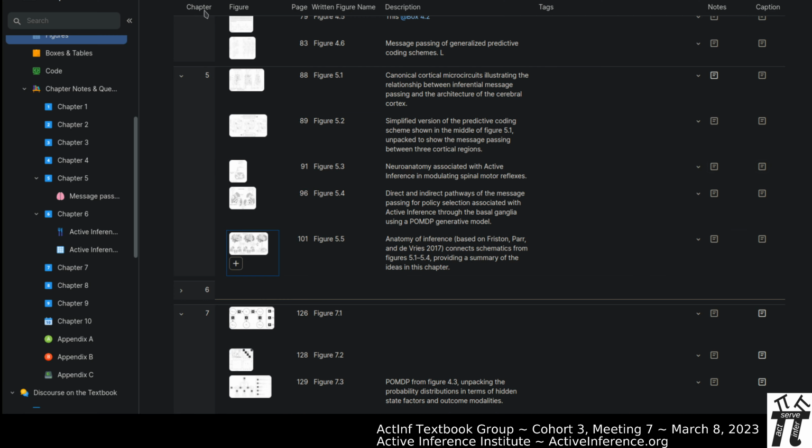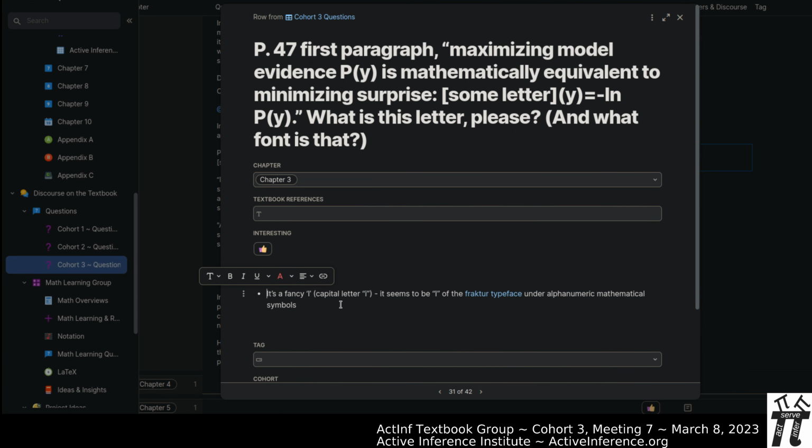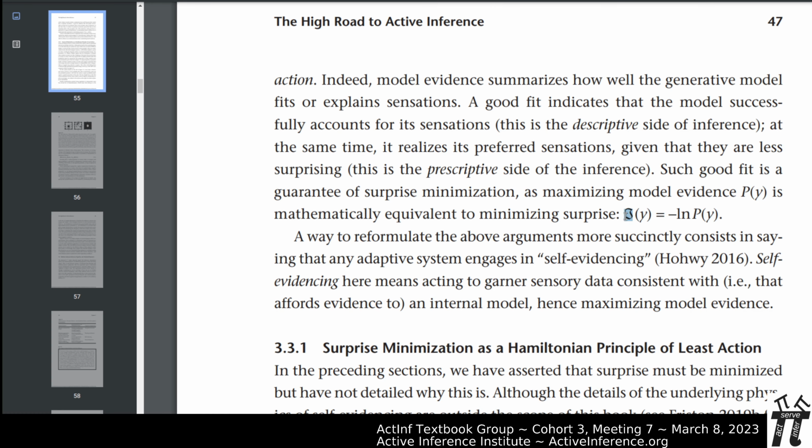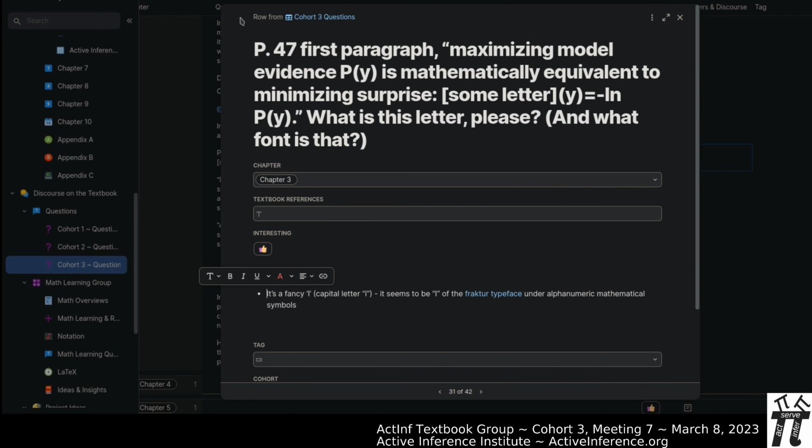And then as to the specific question, sometimes we call it a fancy I, but it's called fraktur. So it's an I for information, even though it looks kind of like a J, but fraktur is the name of the font family.